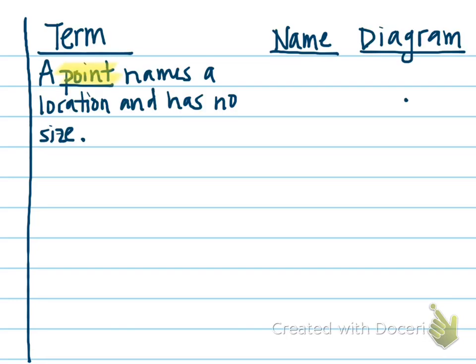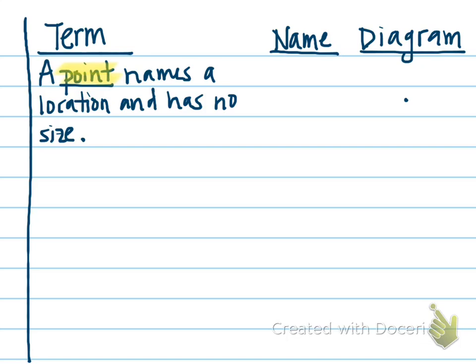The first term is point. A point names a location and has no size. You plotted lots of points last year. If you look under the diagram column, it looks just like a dot on your paper. Now, technically, a point has no size, but we put a dot on our paper so that we can actually see it. When you name a point on a coordinate grid, sometimes you use an ordered pair.